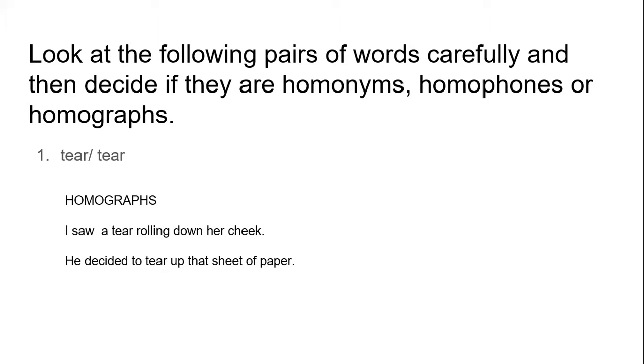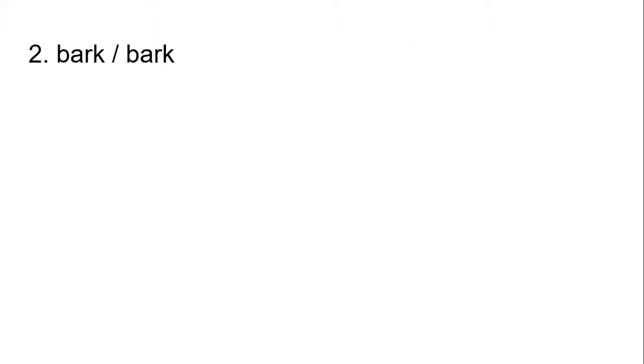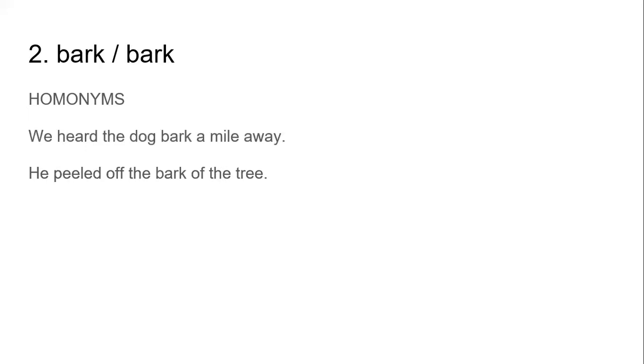Take a look at the next one. What are these words called? And let's see if you got it right. They are homonyms. And why are they homonyms? Because they both have the same spelling, B-A-R-K, B-A-R-K. They are pronounced exactly the same, bark and bark, but they have different meanings.